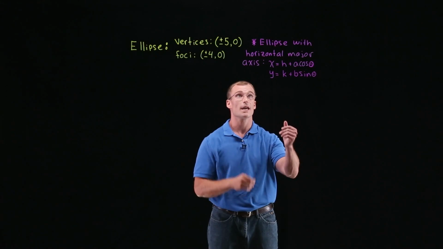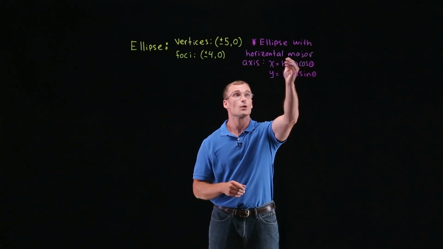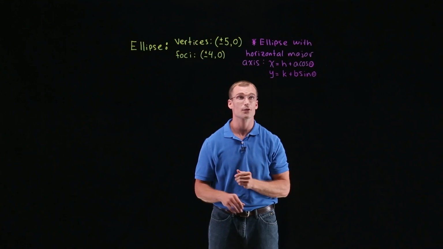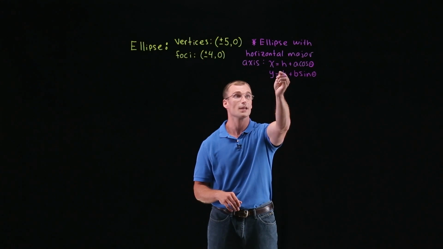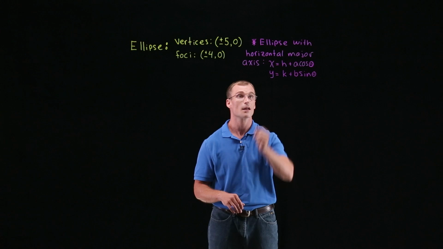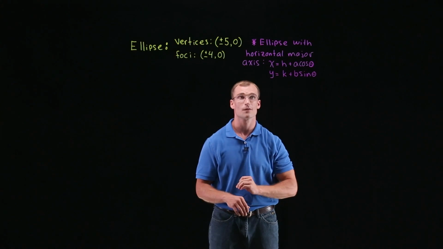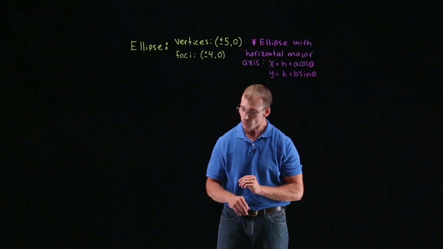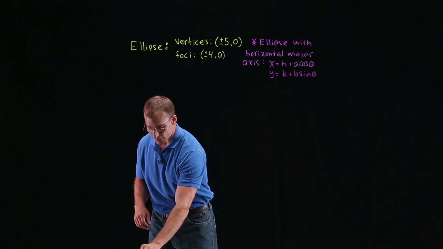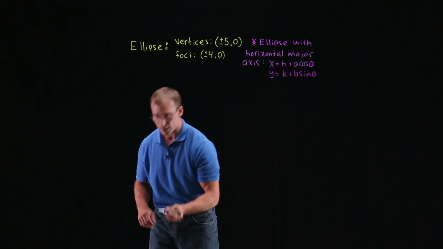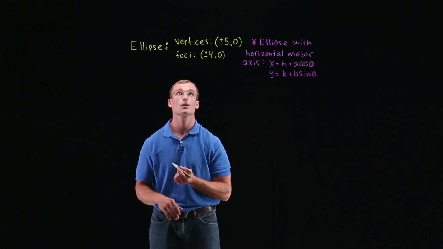One of the results that we have is that for an ellipse with a horizontal major axis, the parametric equations can be given as x equals h plus a times cosine theta and y equals k plus b times sine theta. So we'll see how we can make use of this, or if we can. First off, we're not going to sketch the graph of the ellipse, but it's good to plot things out just to get a visual idea.